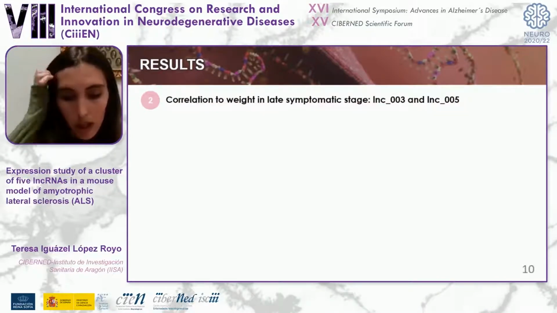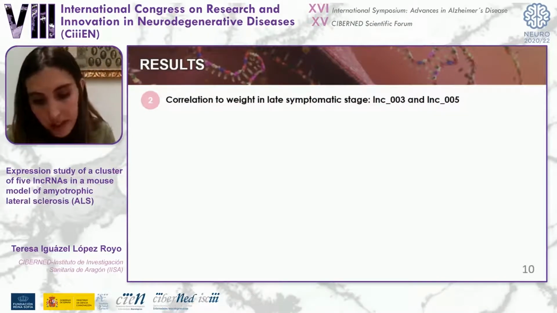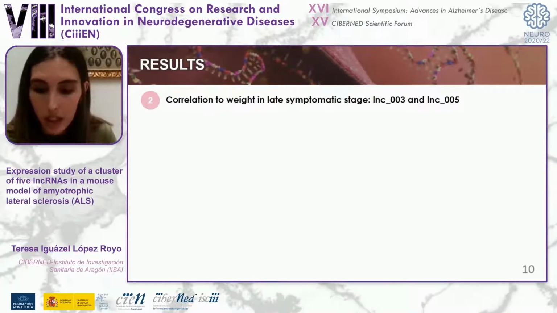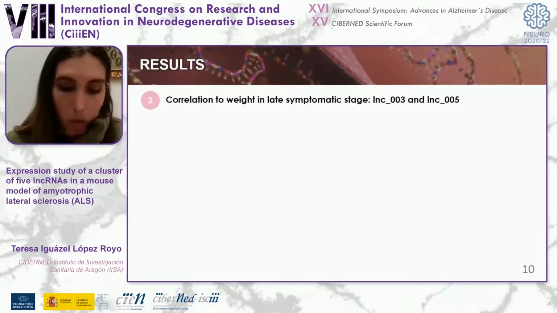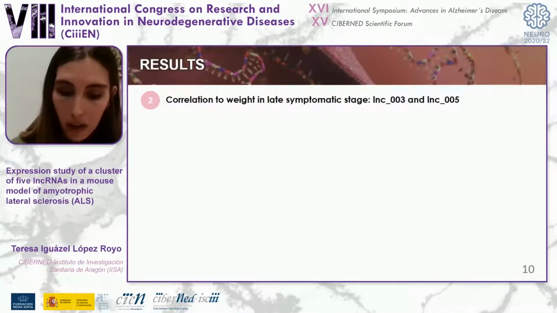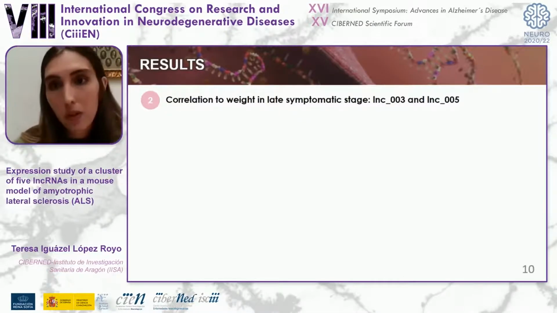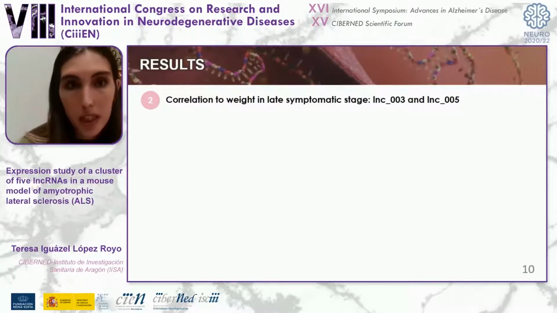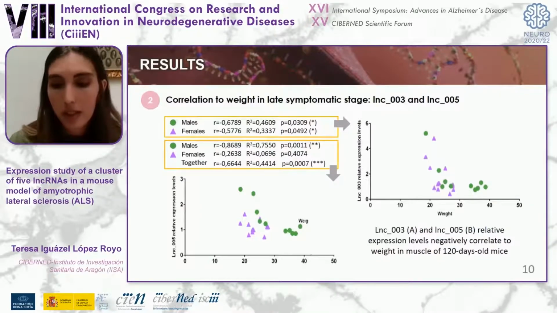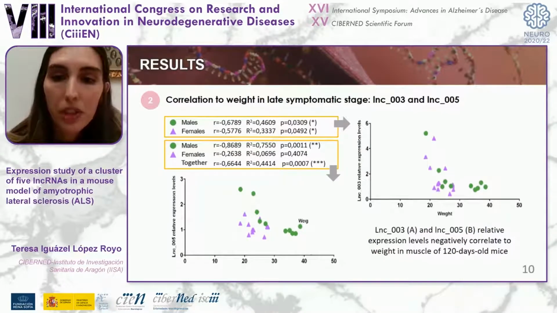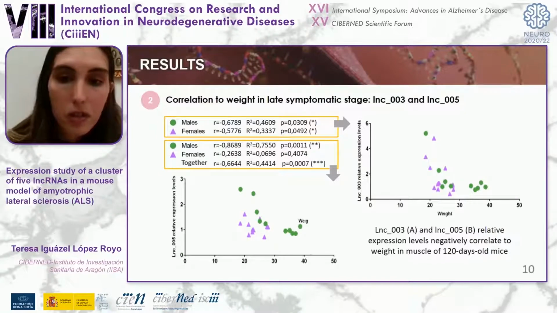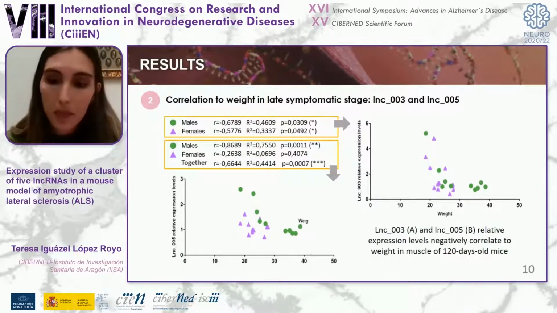We were also interested in testing whether the levels of these long non-coding 3 and 5 could correlate with weight. Why long non-coding 3 and 5? Because long non-coding 3 has shown a large variety of expression between individuals, and long non-coding 5 was misregulated at the latest stage, that is when we weigh the animals. So indeed, we found that in both cases, there was a correlation of weight with expression levels in muscle. This result is remarkable because weight is associated to life expectancy in this disease.